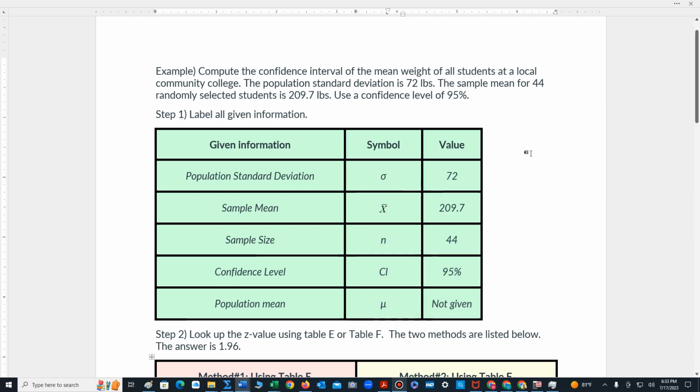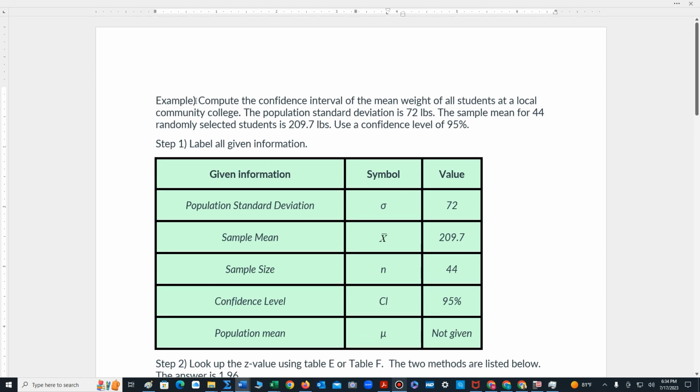Hello, in this problem I will demonstrate how to compute a confidence interval for the mean. We begin with the problem. It states that we need to compute the confidence interval of the mean weight of all students at a local community college. The population standard deviation is 72 pounds. The sample mean for 44 randomly selected students is 209.7 pounds. Use a confidence level of 95%.